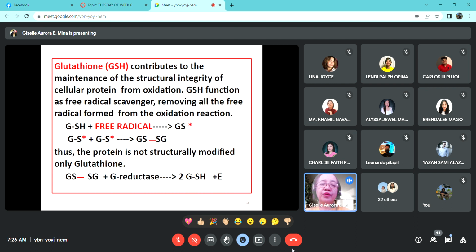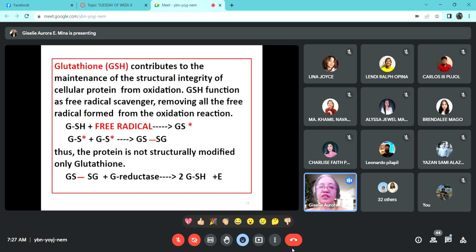So, since we have this glutathione, they contribute to the maintenance of the structural integrity of the cellular protein from oxidation. Okay? Otherwise, your glutathione will be converted into a free radical. And you learned from your organic chemistry what the characteristics of a free radical are. Once your glutathione is converted to a free radical, they are already capable of attacking healthy cells and converting your healthy cells into another free radical cell. And one free radical cell can attack another healthy cell and convert this into a free radical cell.